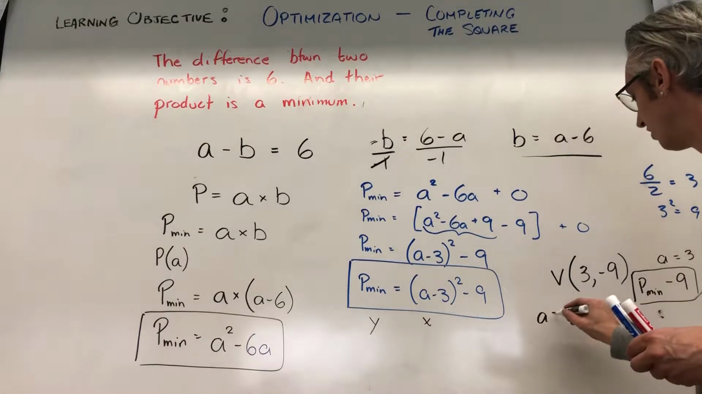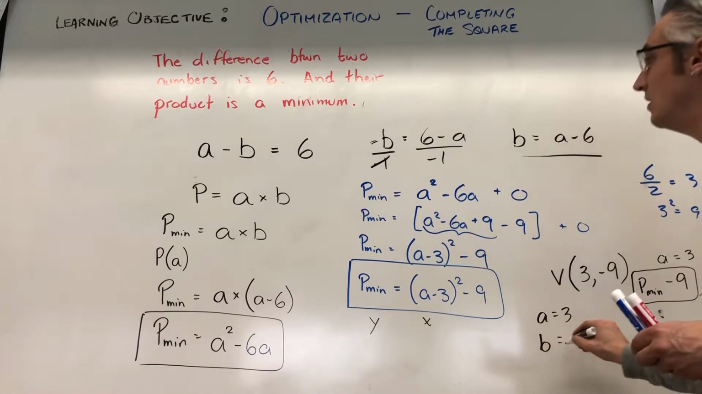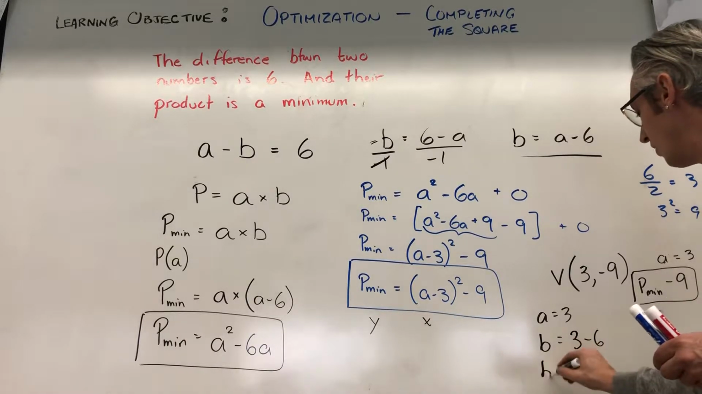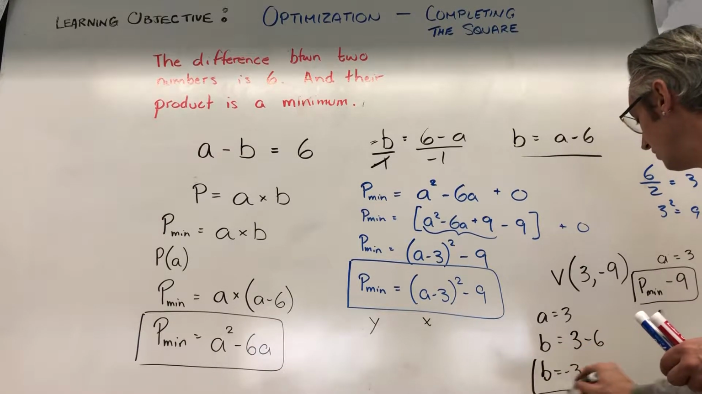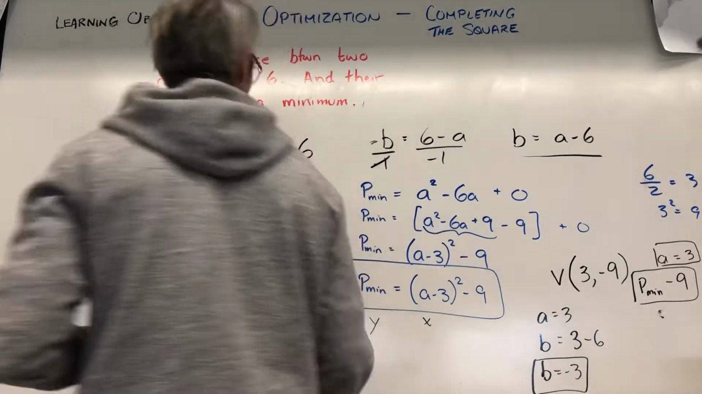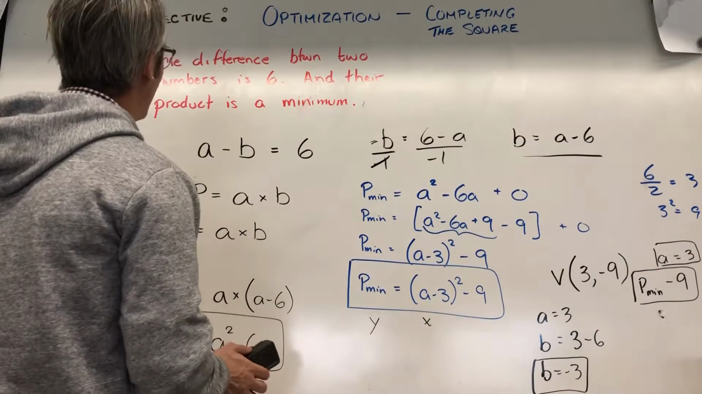So if a is equal to 3, well then b is equal to 3 minus 6, or negative 3. So those are those two numbers right there. A is 3, b is negative 3 for a minimum product of negative 9. Okay?